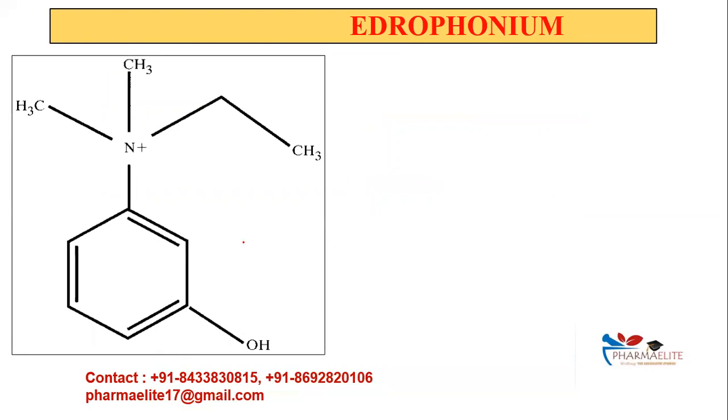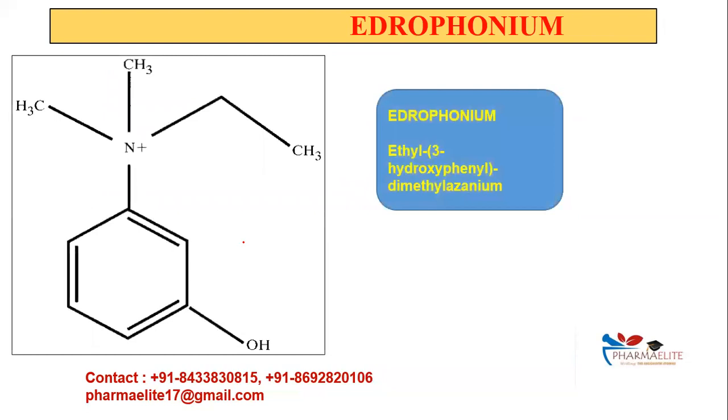You can see it is a very simple structure. Here you can also see its name, that it is a dimethyl azanium. So this is dimethyl, this is one methyl, this is two methyl, and this is known as azanium because it's an ion, and it is nothing but your ethyl. This is ethyl, and this is a hydroxyphenyl group. So dimethyl azanium is its characteristic feature.